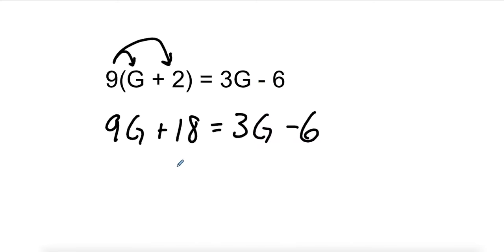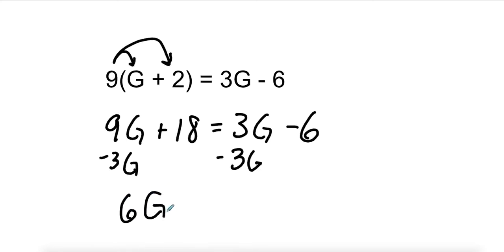And then here, I'm going to solve the problem as I regularly would. So I'm going to subtract by 3g. And I can do that because I have variables on my left side and on my right side. So I minus 3g. This gives me 6g plus 18 equals negative 6. Watch out for that negative. You want to make sure that you remind yourself that it's still there.